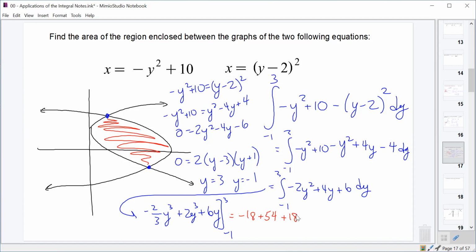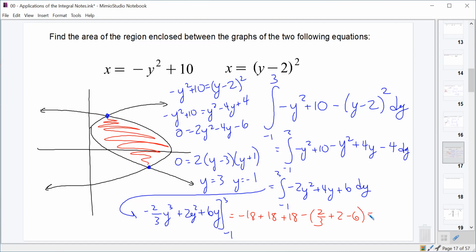I don't know why we put a 2y cubed here. That's a 2y squared. I'm going to go back and fix that. And when we integrate 4y, we got 2y squared, which does not make that 54. 2y squared, if we're plugging in 3, that's going to be plus 18. And then we're going to subtract from that the values at negative 1, which will be a positive 2/3, a positive 2, and a negative 6.